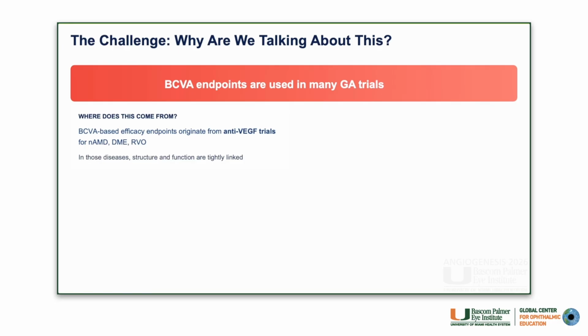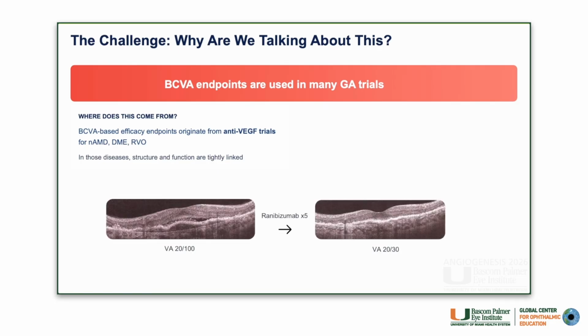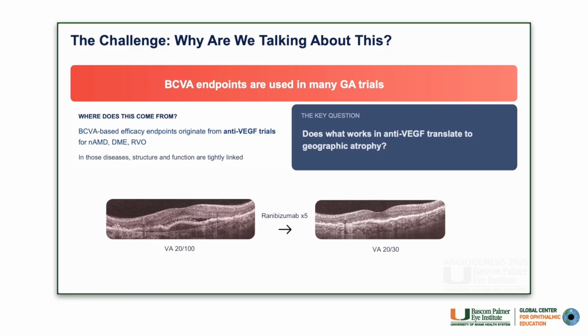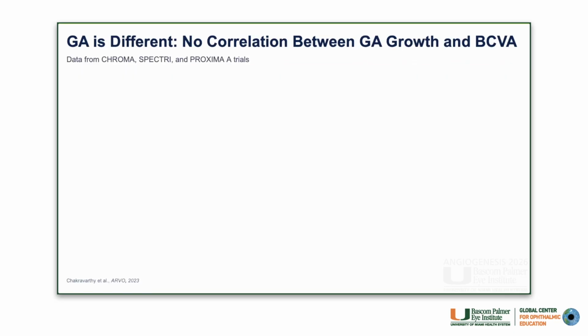This connection makes sense as structure and function are tightly linked in these diseases. This is shown in this case where a patient with wet AMD received 5 ranibizumab injections, which led to the resolution of subretinal fluid and an improvement in visual acuity. However, does what works in anti-VEGF trials actually translate to GA? The answer, as we will learn in this talk, is no.